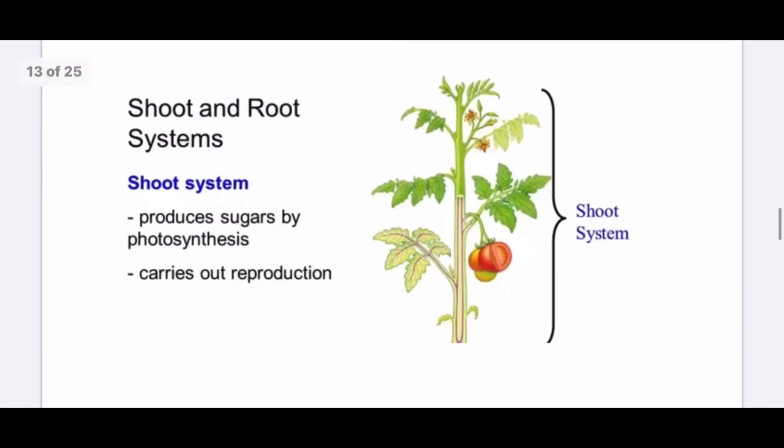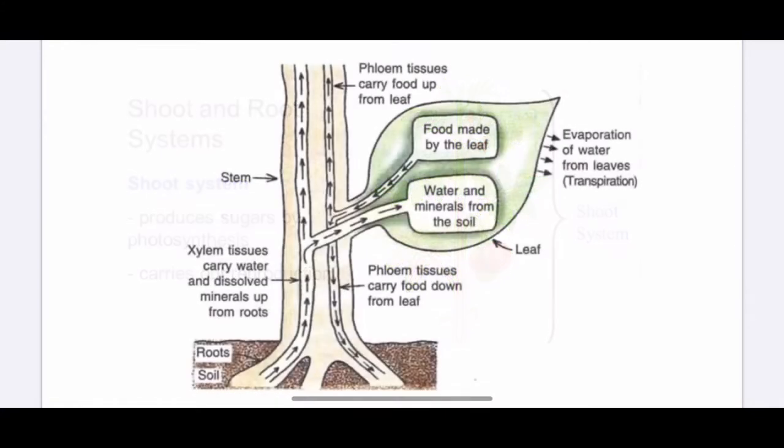Next we have the shoot system. The part of the plant above the ground is called the shoot system. Stem is the main part of the shoot system. Stem bears branches, leaves, fruit, and flowers, and helps in conduction of water and minerals.